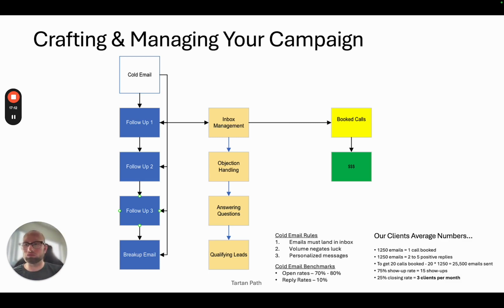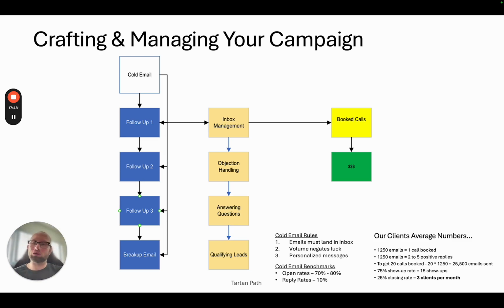There's a couple of rules that we follow when we do these campaigns. Emails must land in the inbox. We make sure of that by doing all the deliverability setup and monitoring and checking all the time. And then volume negates luck. Pretty much what I just said. We're sending more than 1,000 emails a day, which means you're getting that opportunity 1,000 times a day to get in front of a decision maker who is in the right line of business for what you're targeting. The messages are also personalized, like I mentioned.